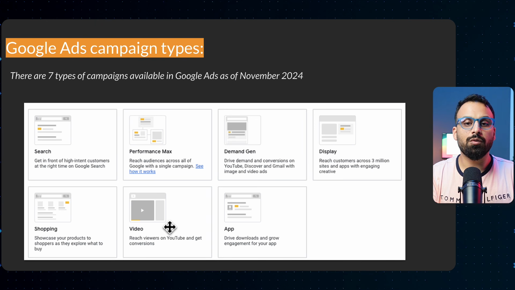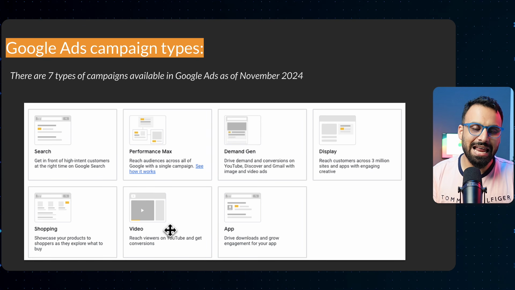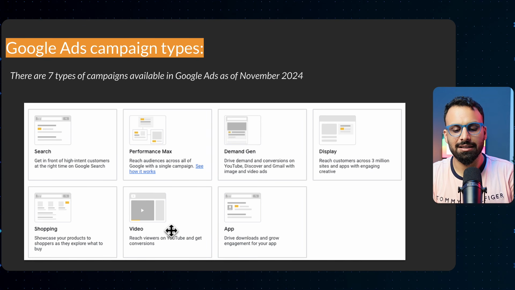And then there is video, if you want to run campaigns on YouTube and other apps as well. For example, you go to a gaming app, sometimes you see a video ad there. You can run those along with YouTube as well. But if you want to do a video as an ad, that is when you select this kind of campaign.